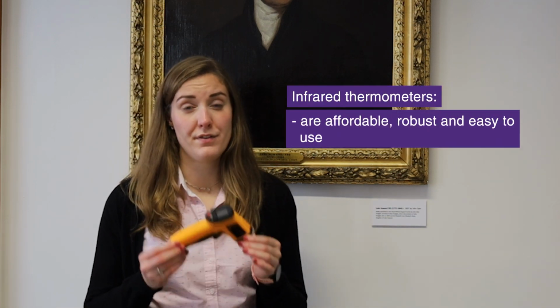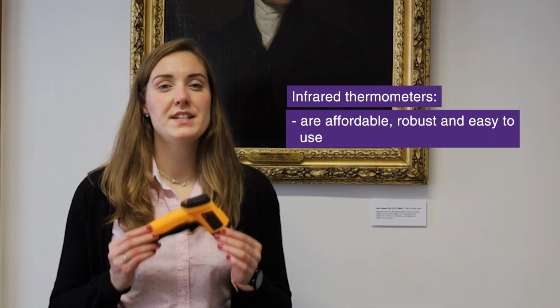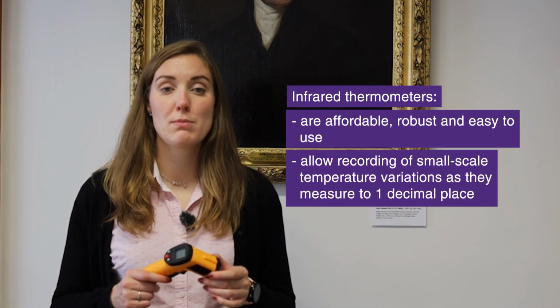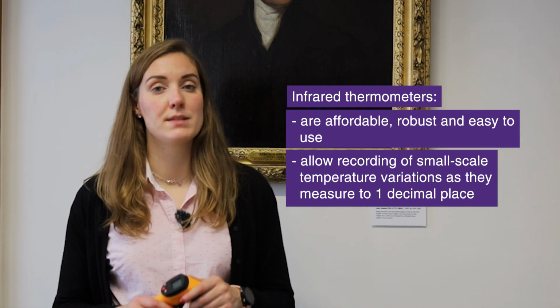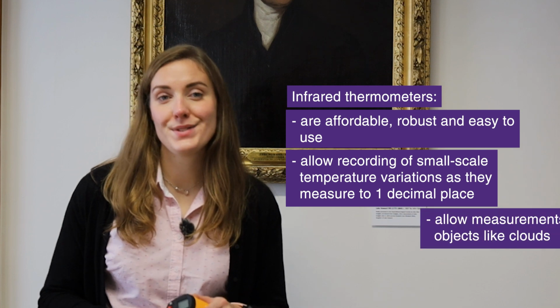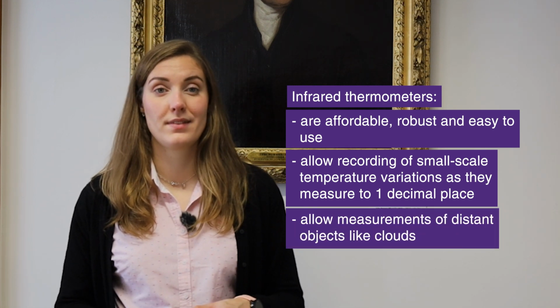Infrared thermometers like this one here are an affordable, robust and easy to use option. These thermometers allow you to record small scale variations in temperature as they show the temperature to 1 decimal place. They also allow measurements to be taken of distant objects such as clouds.